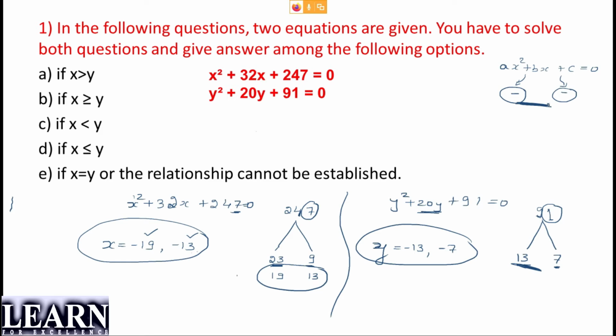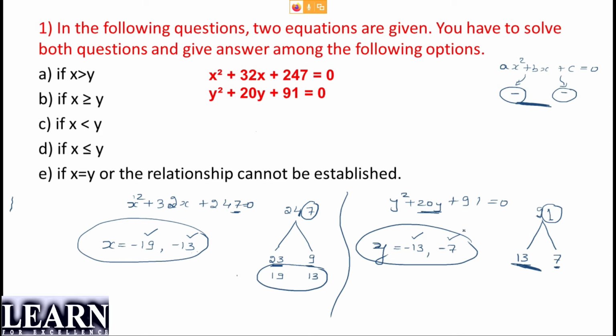You have to talk about only magnitude. You have to find it out. Getting it? You should just focus on the number, not on the sign. So 19 is a bigger number, that is also negative. 13 is a bigger number, that is also negative. A smaller number, that is also negative. So if I'm talking about y, 13 is a bigger number, negative, and 7 is a smaller number, that is also negative. Both are satisfying.